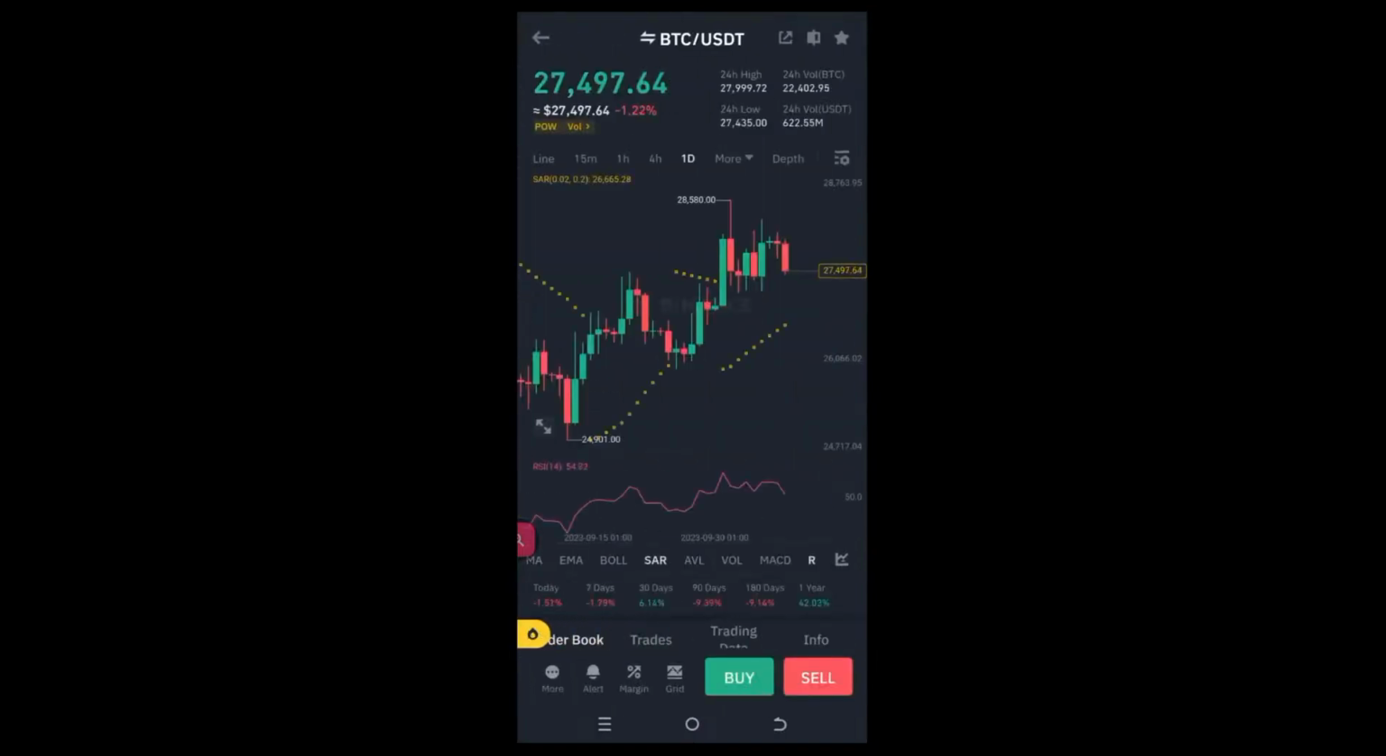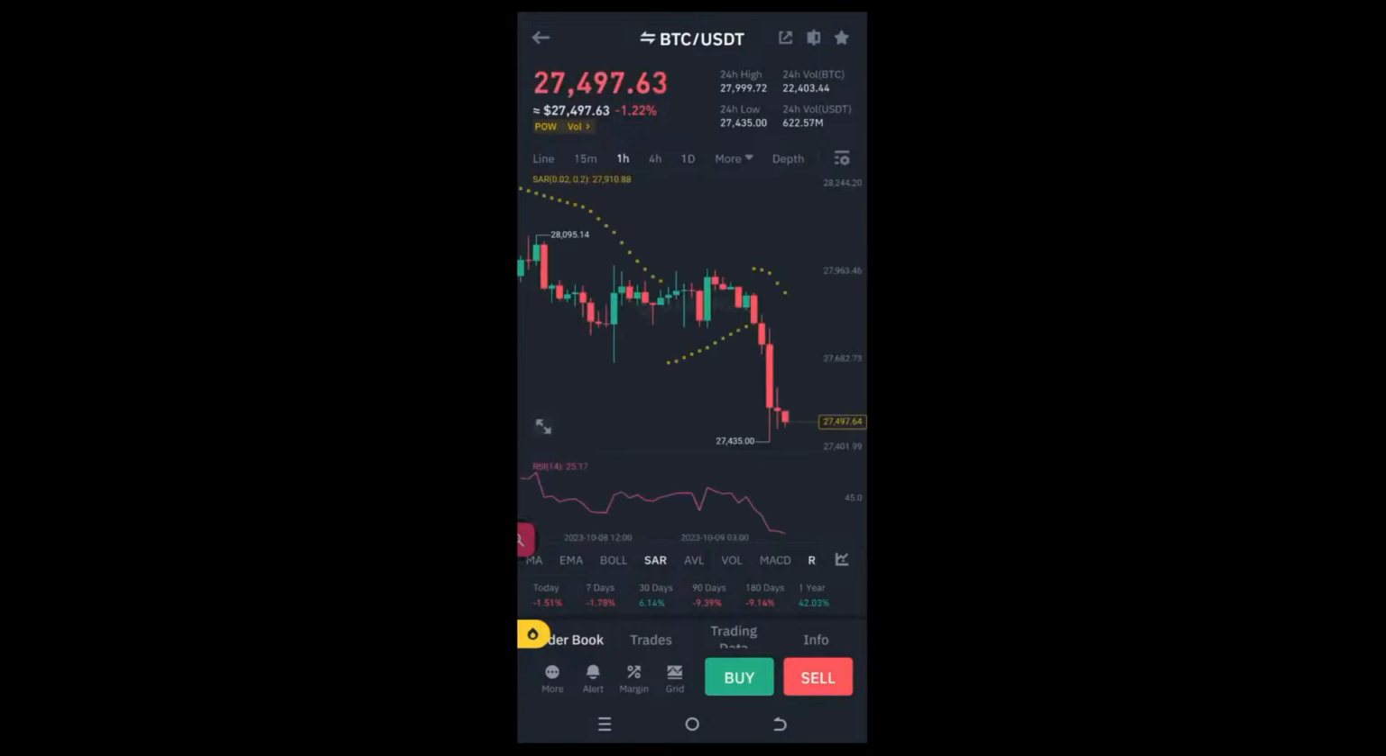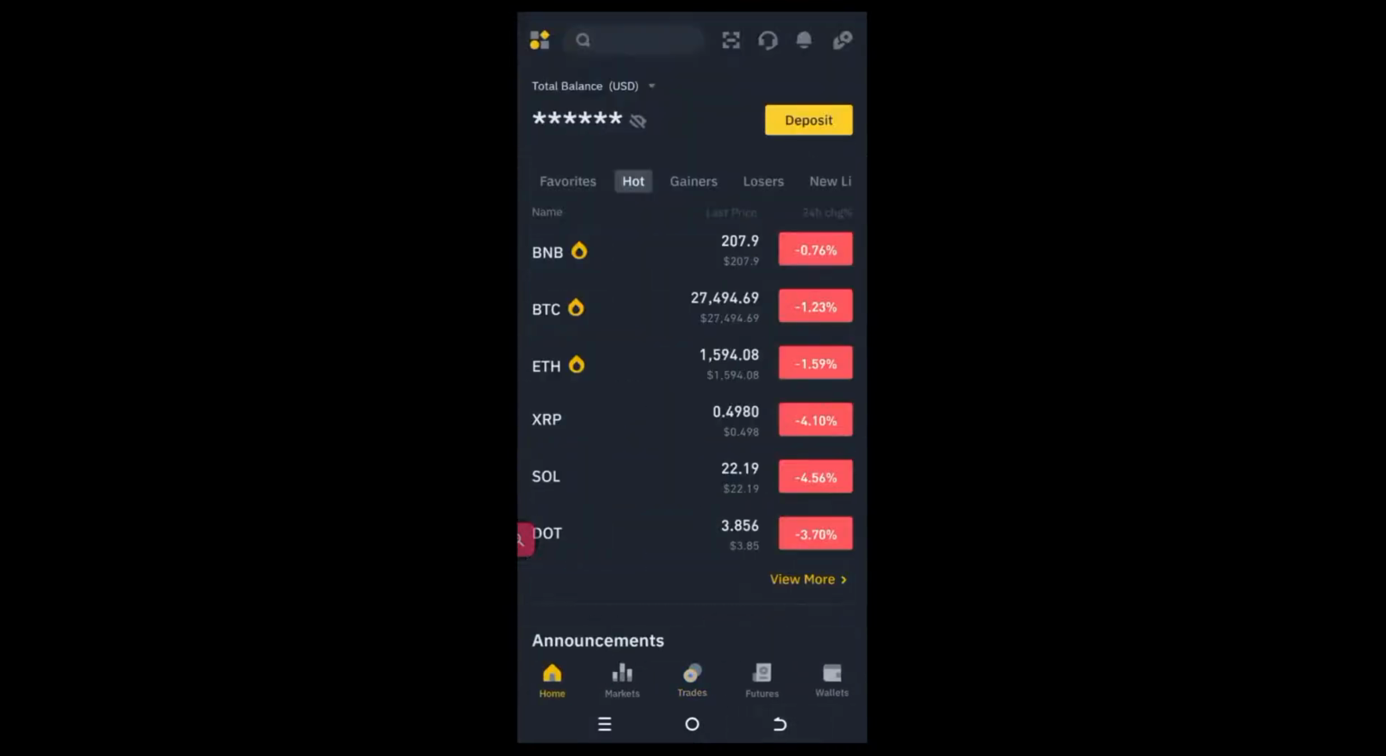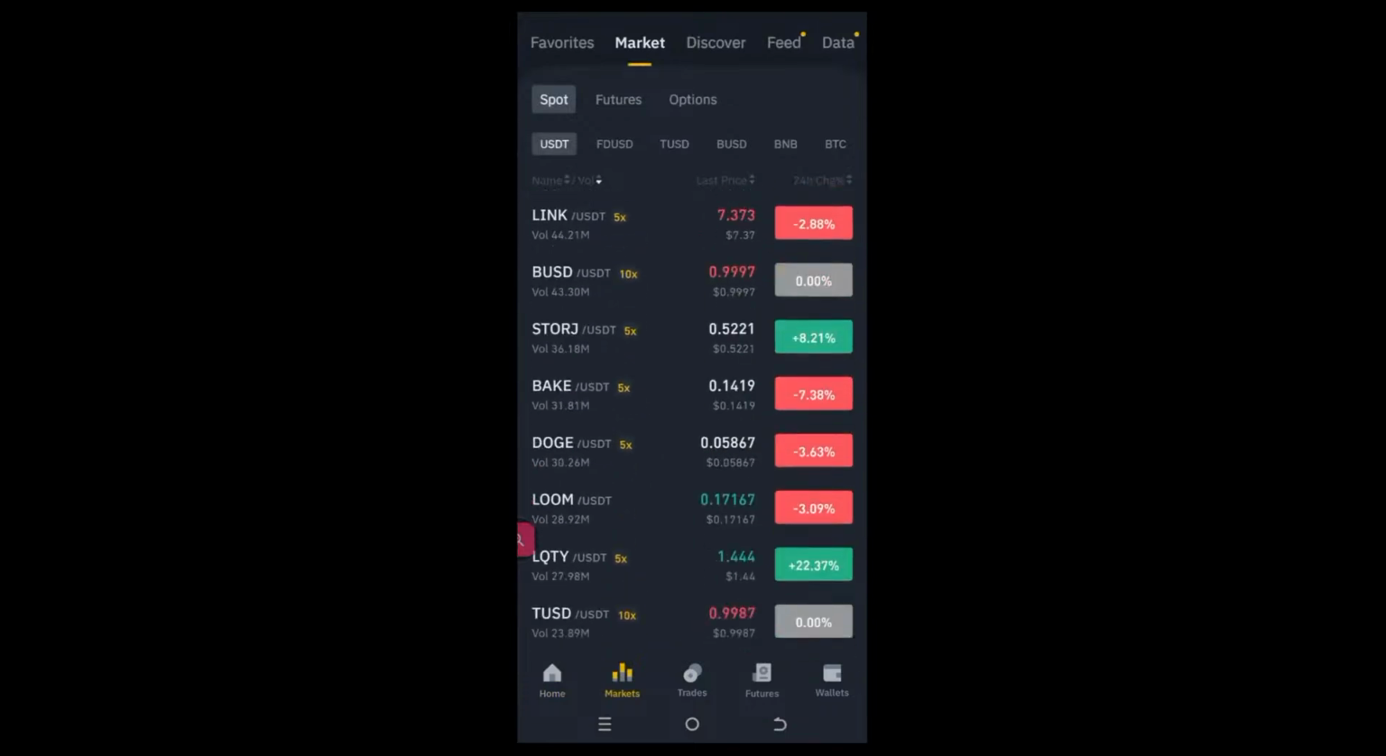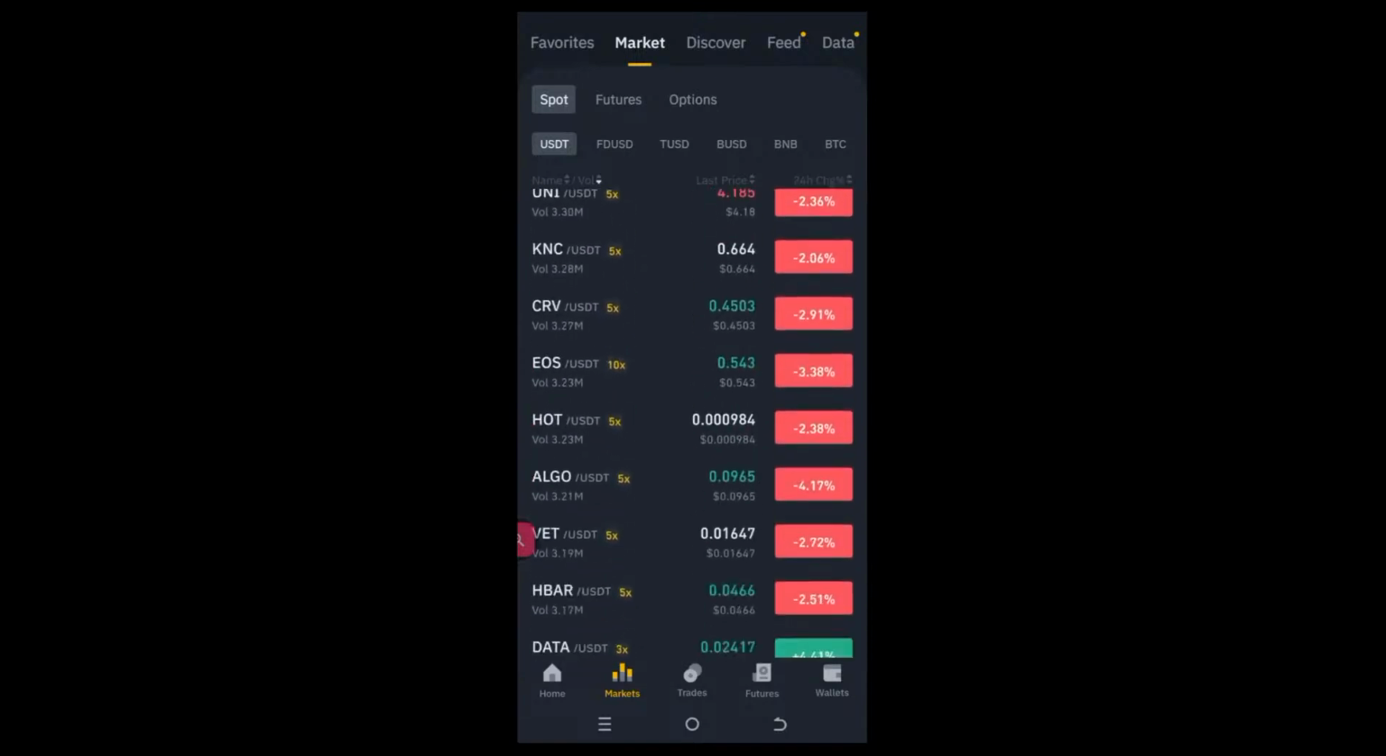BTC is dumping. This is one day. It's really been a bloodbath, as you can see here. If we go to the home page, you'll see that everywhere is red. Look at it. A lot of coins are currently dumping right now. So the market is red, as you can see.